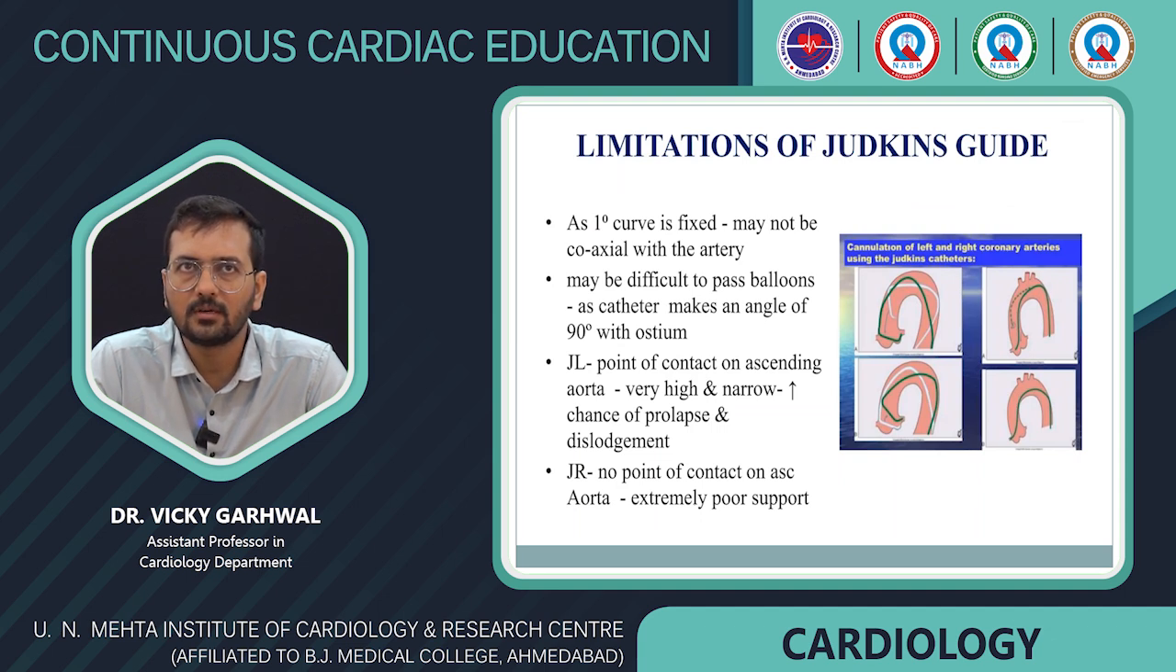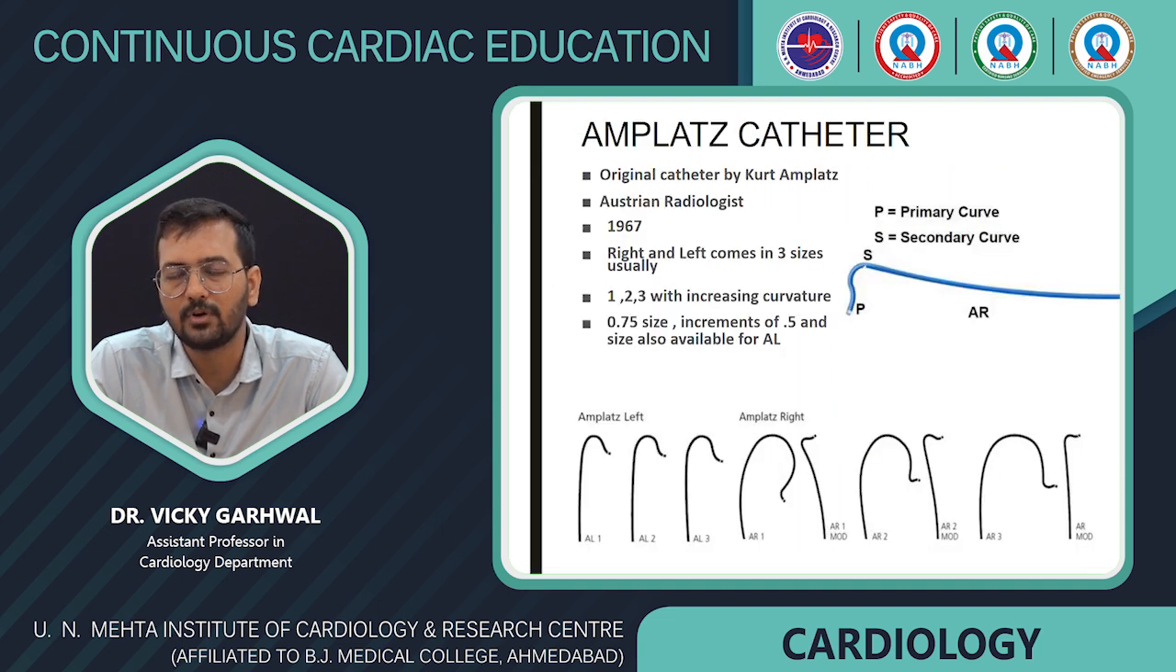Limitations of the Judkins catheter: as the primary curve is fixed, it may not be coaxial with the artery. So it is difficult to pass balloons, as the catheter makes an angle of 90 degrees with the ostium. The JL point of contact on the ascending aorta is very high and narrow, so it increases the chance of prolapse and dislodgement. In JR, there is no point of contact on the ascending aorta, so it provides extremely poor support and is not recommended for a Shepherd's crook RCA.